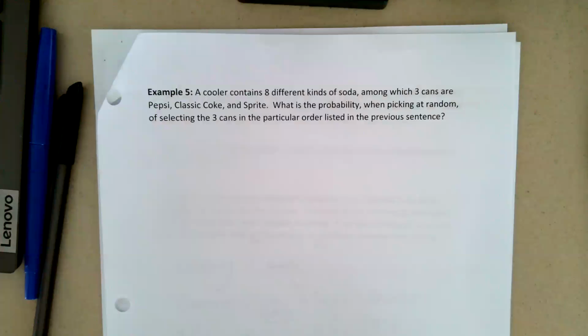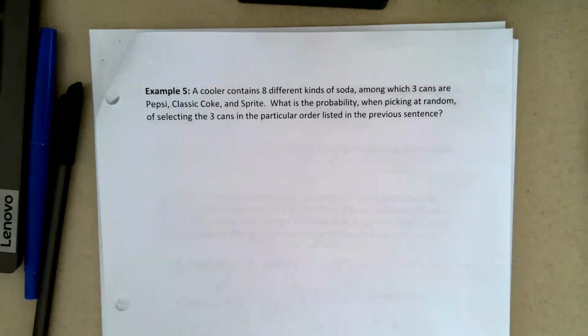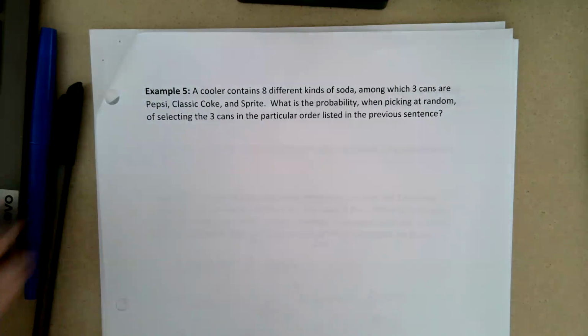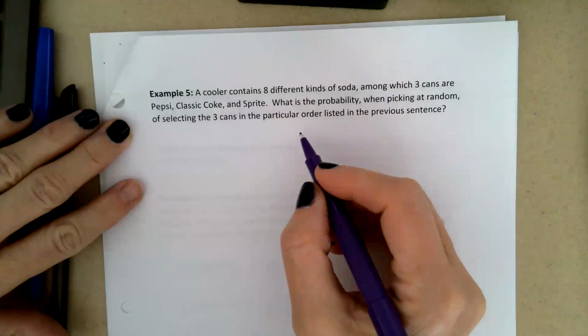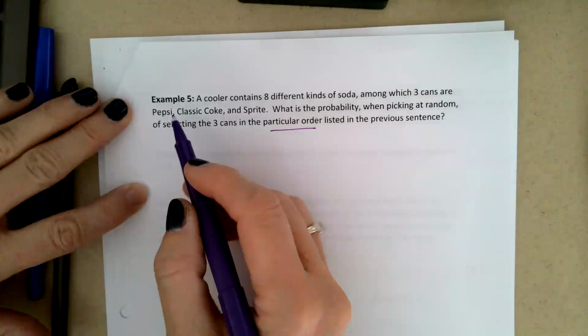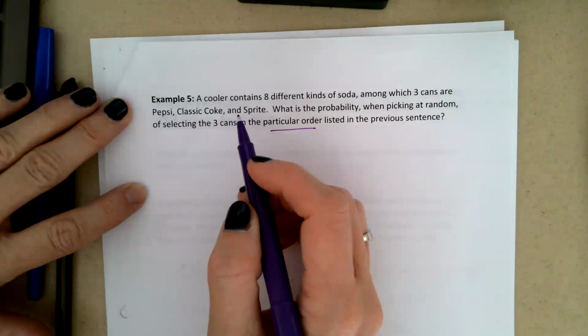Okay, let's look at examples. Example 5 says, a cooler contains 8 different kinds of soda, among which 3 cans are Pepsi, Classic Coke, and Sprite. What is the probability when picking at random of selecting the 3 cans in the particular order listed in the previous sentence? Okay, so order is important. And we want Pepsi, then Classic Coke, then Sprite.